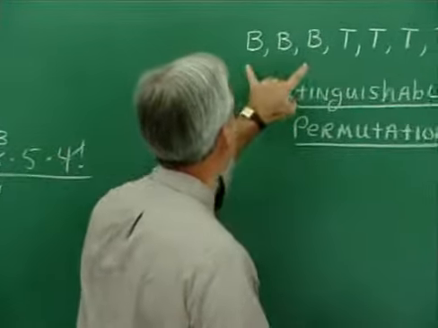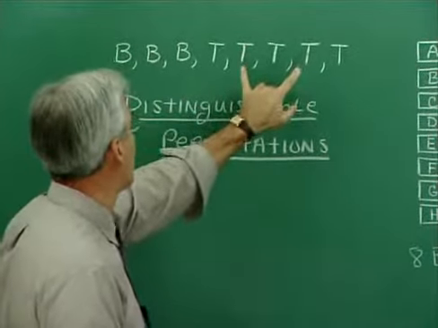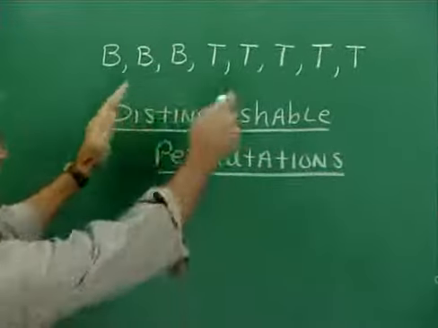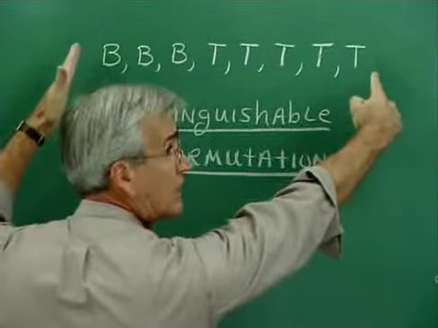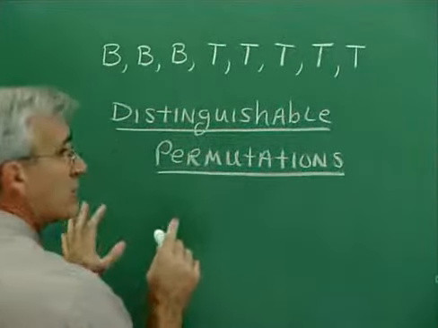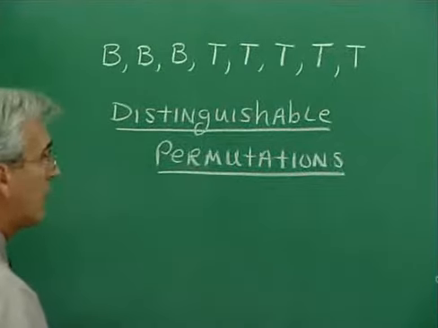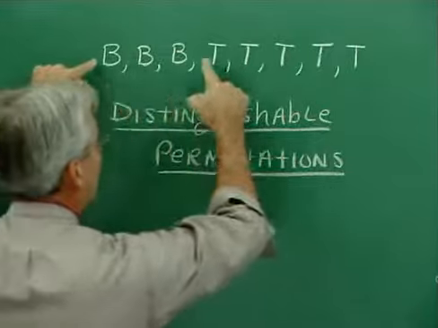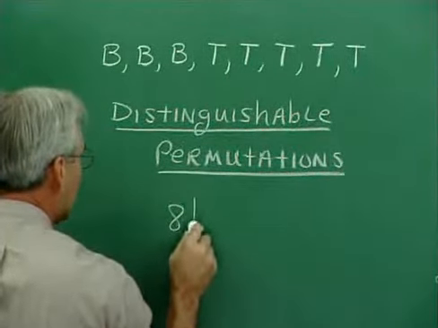Suppose we have these letters. We have BBB, and then we have 5 of the letters T. And we'd like to know the distinguishable permutations for these 8 letters. Now we're talking about all 8 letters, you see. How many different ways can we arrange them that are distinguishable from one another? And it's the same idea as before. We're going to arrange 8 things. So in the numerator, it's 8 factorial.